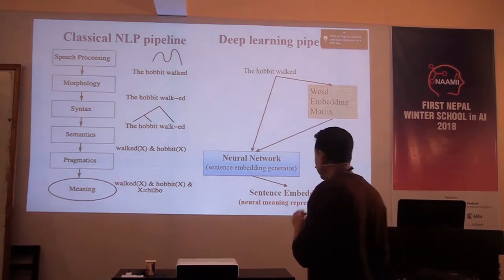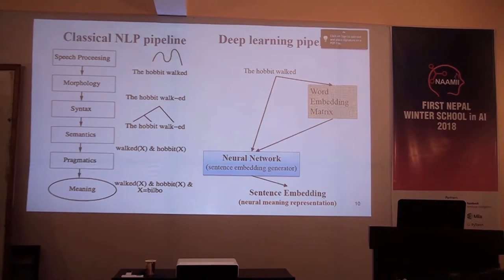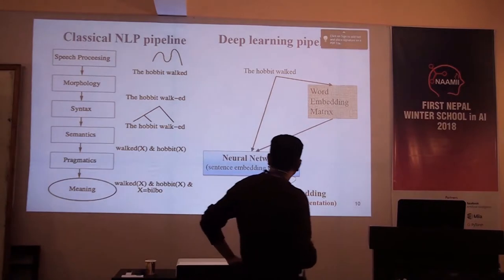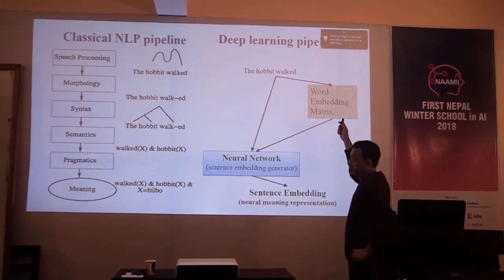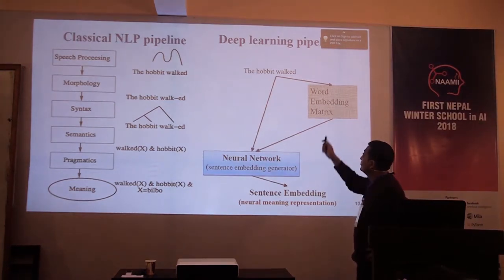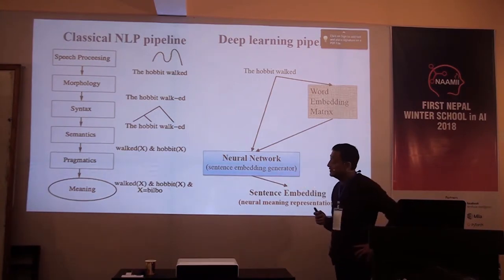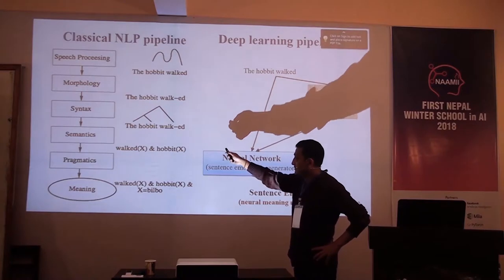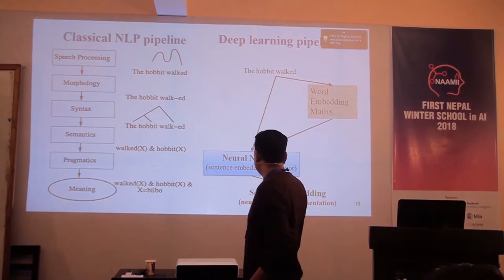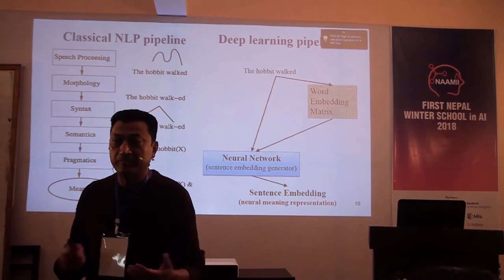Okay, so now if you fast forward to the current deep learning pipeline, the pipeline typically looks like this. You might have the hobbit walked, you would have a word embedding matrix, which we'll discuss in a second. And using this word embedding matrix, you will have a neural network which will generate a sentence representation. So you're going to short circuit all the way to the semantics part, and then you would have a sentence embedding representation, which you then use in a downstream application.